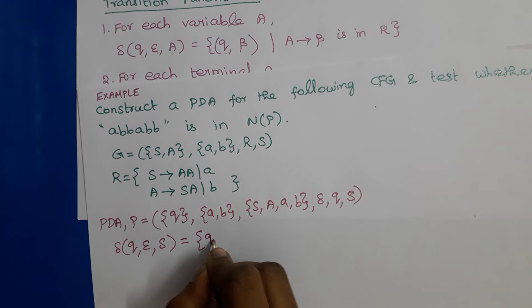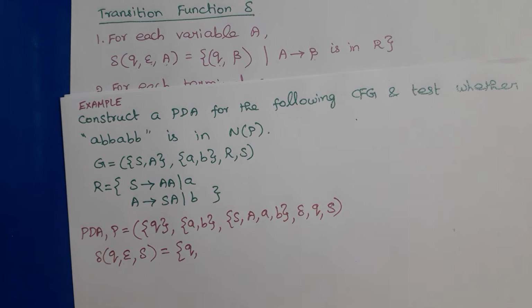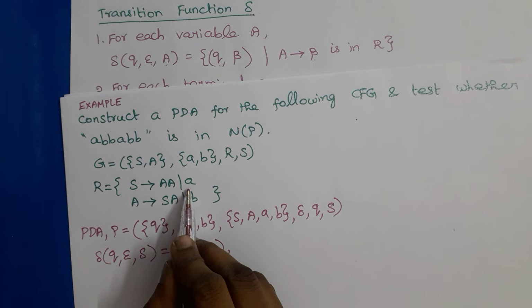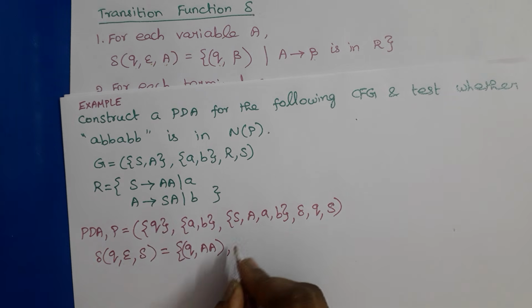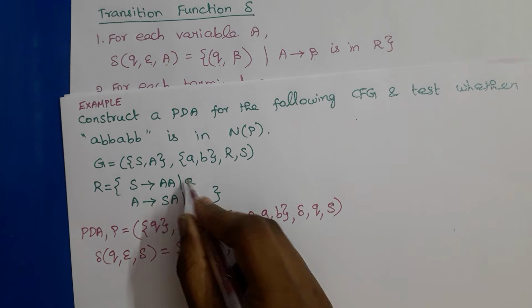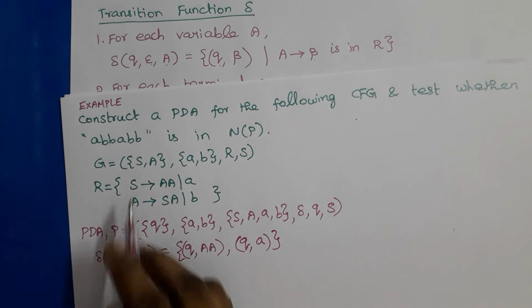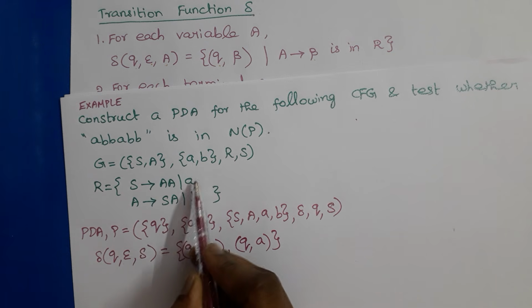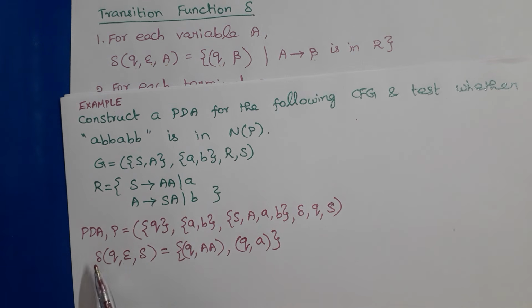(q, AA), because S → AA is a production, so S must be written here and A should be written here. Then one more, S has another production, so we have to write (q, A). Since S → AA | A, we need to write δ(q, ε, S) = {(q, AA), (q, A)}.